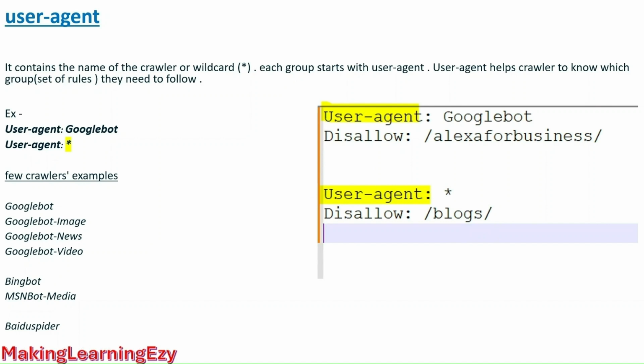Just for the information, I have also mentioned a few crawler examples like Googlebot-Image, Googlebot-News, Googlebot-Video. These are all crawlers from Google. Bingbot, Baiduspider is from the Baidu search engine. Apart from these crawlers, there are a number of other crawlers available.